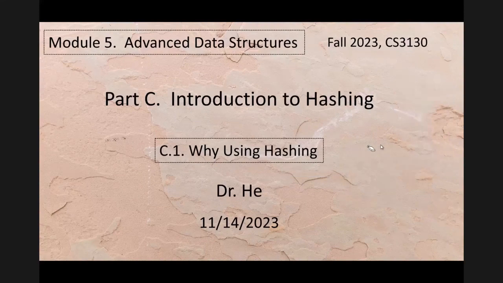Introduction to hashing. I want to give you the general idea of this hashing technique. C.1. Why use hashing? Let me explain why we use this technique. Why is it so useful?